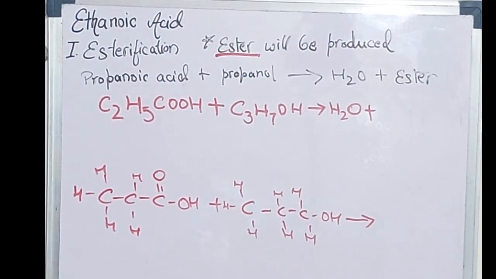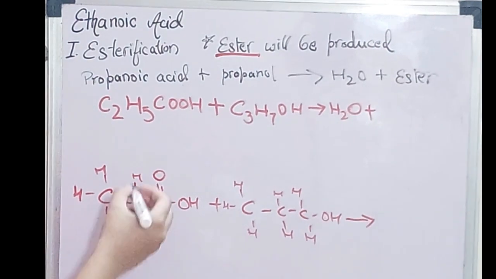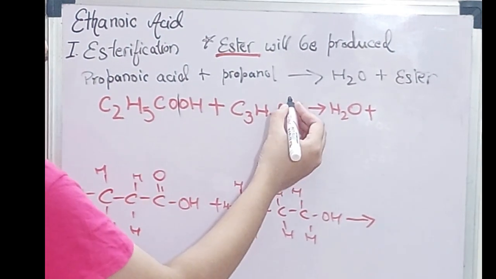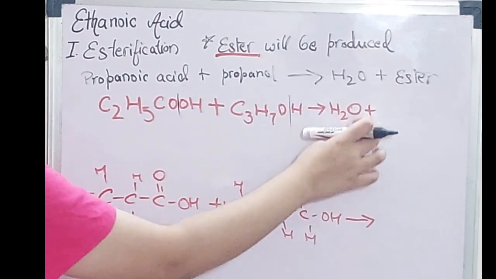Are you able to understand? So what I said, acid में से remove OH, alcohol में से remove H, and you will get your ester. Doing it? Let me do it for you. Acid में से OH, अल्कोहल में से H, तो वाटर आ गया.